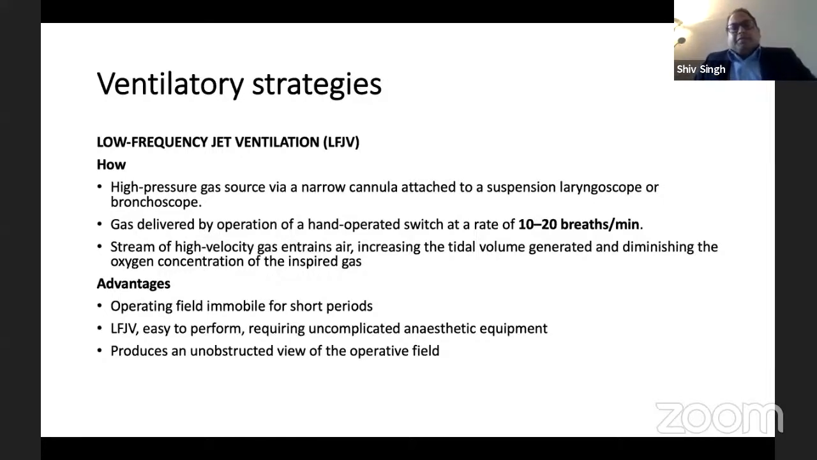So there is a stream of high velocity gas which entrains air. So there is dilution of the oxygen you're going to give. And this entrainment of air creates a tidal volume. Even though it reduces the FiO2, it does produce tidal volume. So we do get an operating field which is relatively mobile for a short period of time. Low frequency jet ventilation is easy to perform and the equipment is not too complicated at all. And it does not obstruct the surgeon's view, so the surgeon gets a good field.